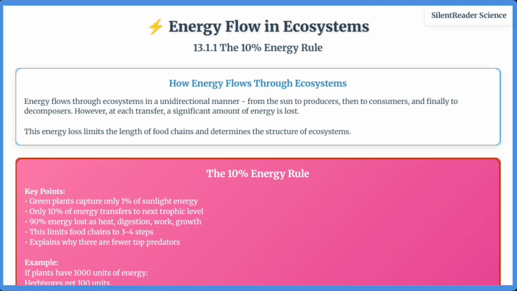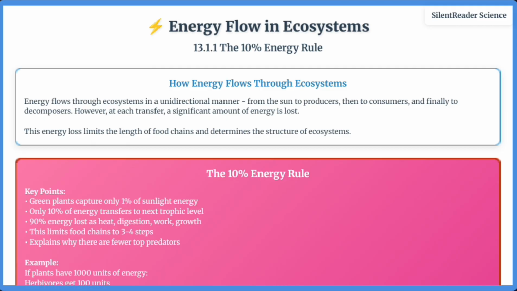Here's how it works. Green plants in a terrestrial ecosystem capture only about 1% of the energy of sunlight that falls on their leaves and convert it into food energy. When green plants are eaten by primary consumers, a great deal of energy is lost as heat to the environment, some amount goes into digestion and in doing work, and the rest goes towards growth and reproduction. On average, only 10% of the food eaten is turned into the consumer's own body mass and made available for the next level of consumers.